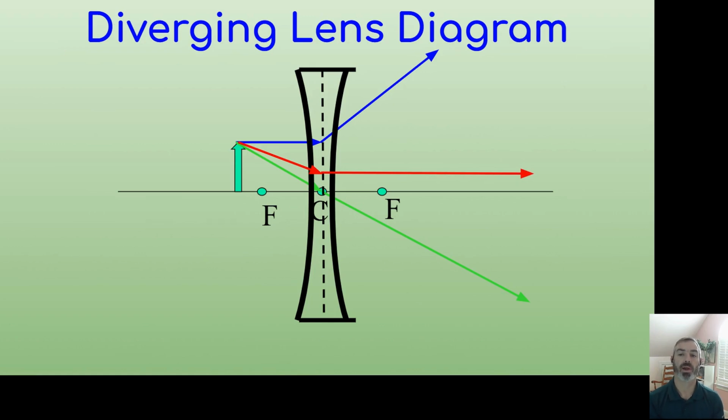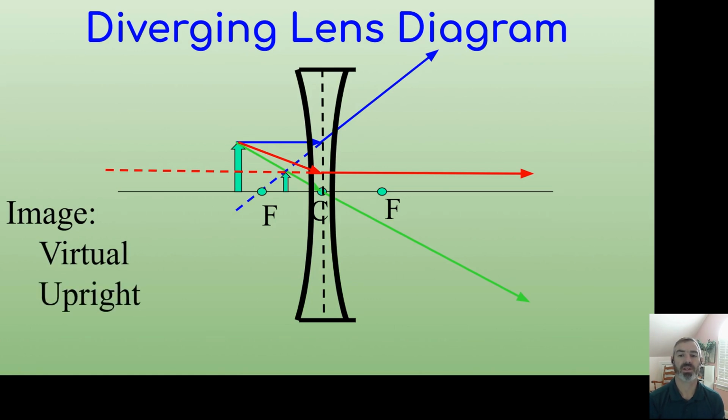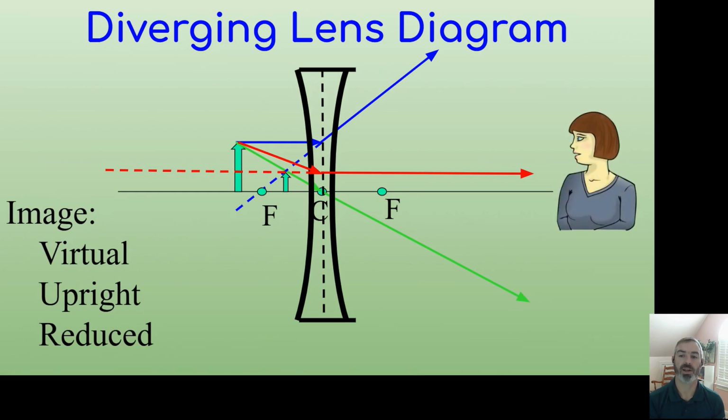So you can see these three rays of light are not going to intersect, they're diverging, which means that we're going to have to extend those rays of light backwards with our dashed lines and locate our image. It is again a virtual image because it's on the same side as the object, and it's upright, but this time it is a reduced size image because it's much smaller. Again, in order to see the image of this object, you'd have to be on the opposite side looking through the lens in order to see the virtual image.